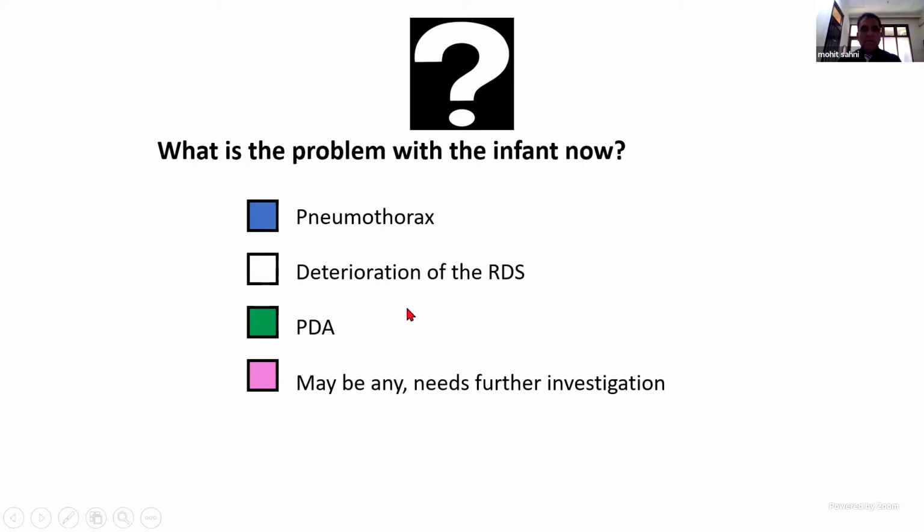Okay. So now, even though we have been talking about the PDA and the echoes, let's go to the basic things first. In this baby who is on positive pressure ventilation, the problem is that I would like to rule out DOPE. DOPE is something that is more common, and we have to rule out those things if the baby is on positive pressure ventilation.